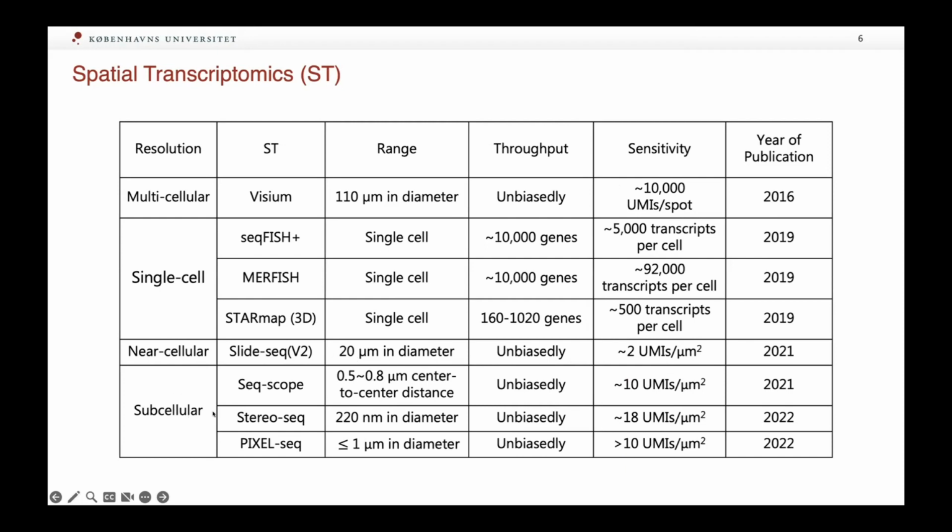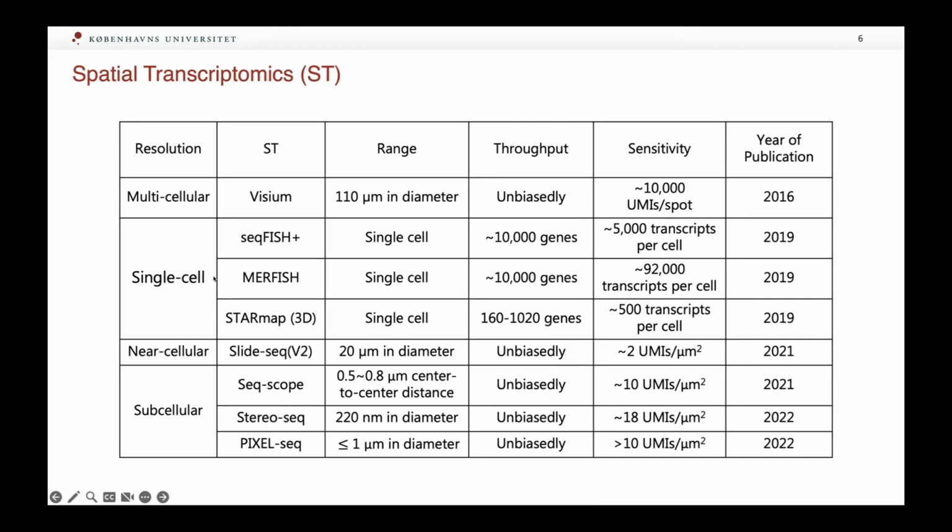More methods that can detect the transcriptome at subcell resolution have been developed, and these methods improved the sensitivity significantly. However, these methods are still very new and not easily accessible. So we don't have much data for those subcellular sequencing technologies.